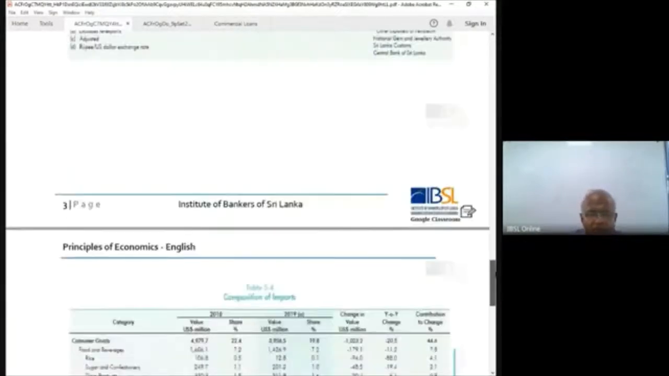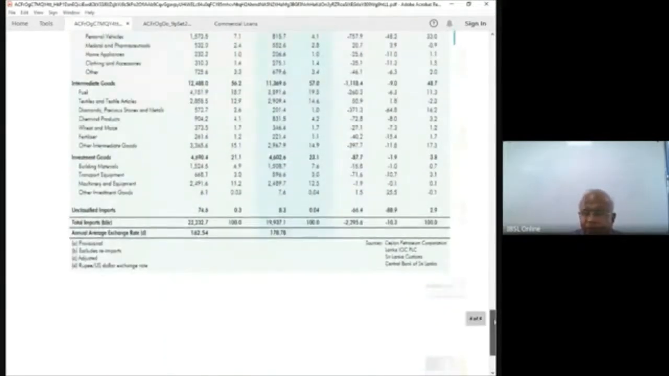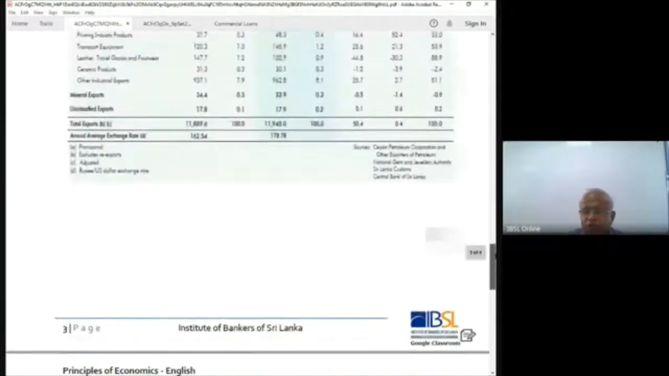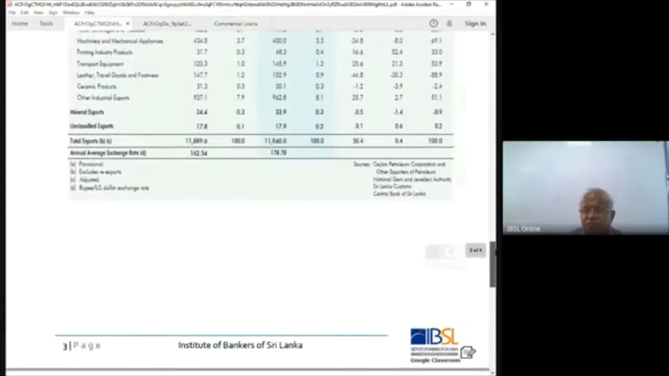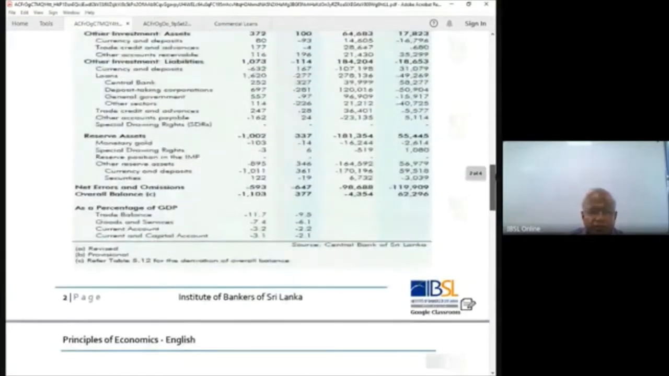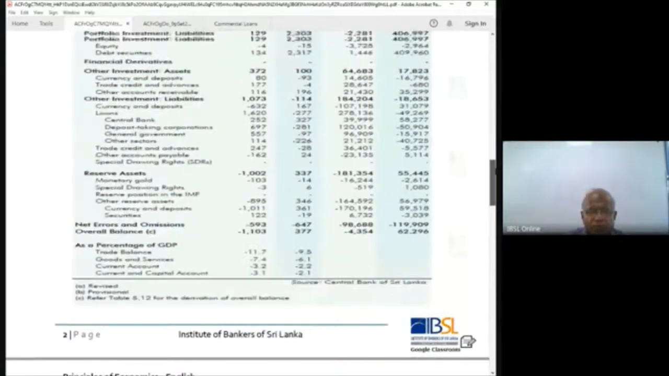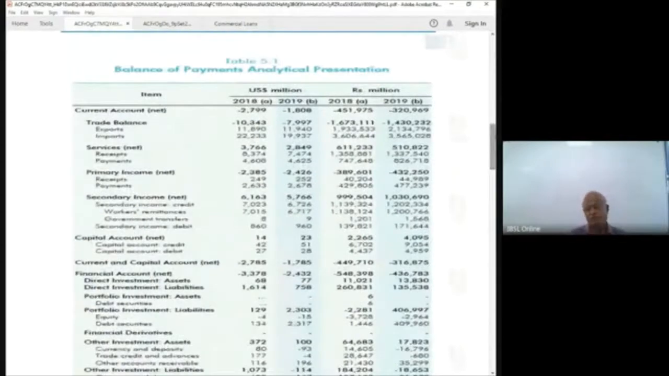Usually they give the reference BOP at the end of the year. Now these are the sources. How to get this information? Ceylon Petroleum Corporation, Gem and Jewellery, Sri Lanka Customs, Central Bank of Sri Lanka, like that. Anyway, BOP manual version 6 is used to classify and compile this account.